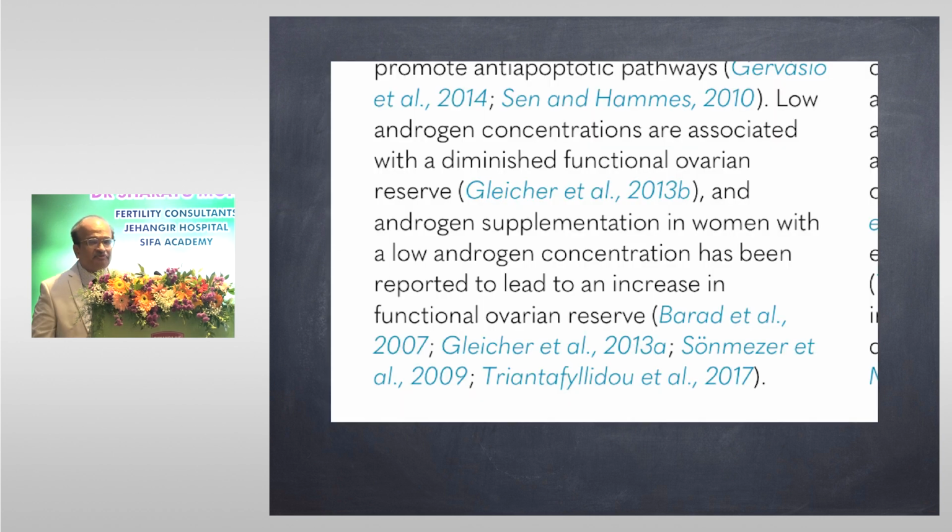This is a famous paper by Norbert Gleicher, and he says that low androgen concentrations are associated with diminished functional ovarian reserve, and androgen supplementation in women with low androgen concentration has been reported to lead to an increase in functional ovarian reserve. And the whole concept of DHEA, you know where it came from? DHEA was used as an anti-aging therapy in the US, and to increase libido basically. They found that a lot of these women got pregnant, and that's how Gleicher thought and went ahead and started doing studies on DHEA supplements in older women to improve the pregnancy rate. The whole concept came that way.